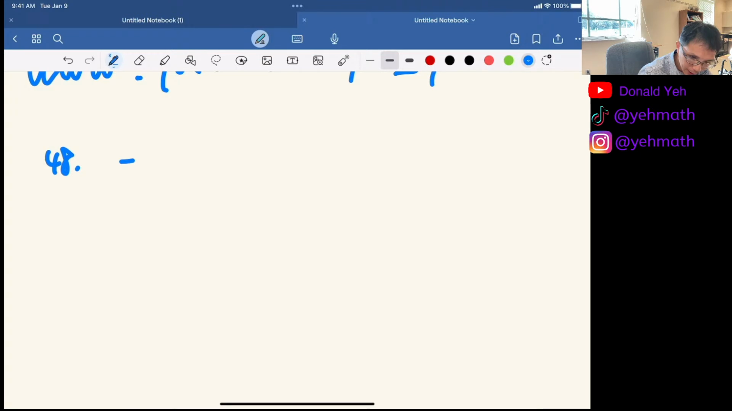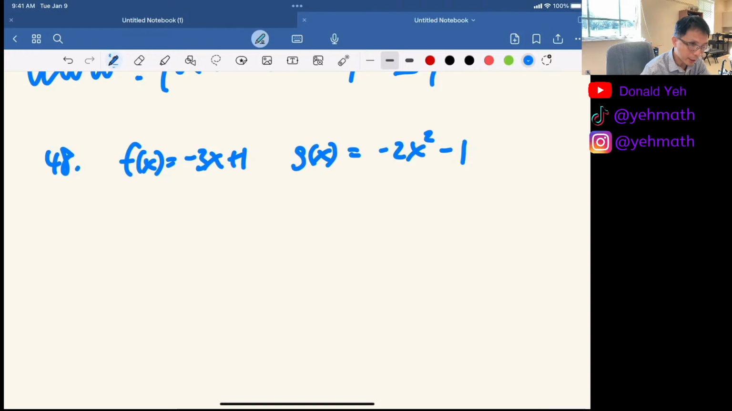The question says f of x is equal to negative 3x plus 1, and g of x is equal to negative 2x squared minus 1. They say there was a 4-part question. They would say, what is f of g of x?